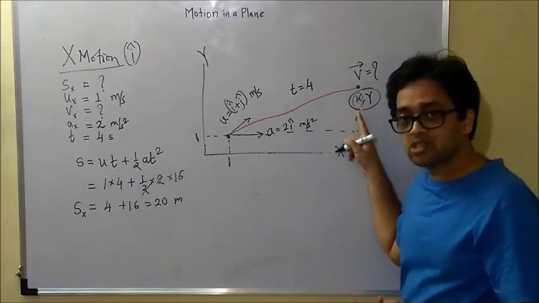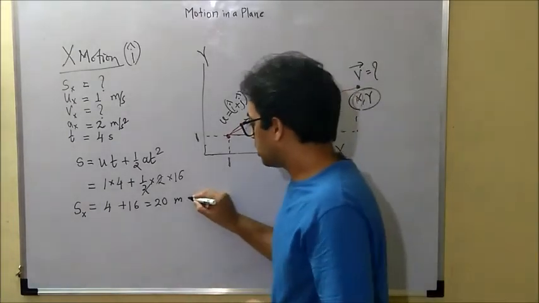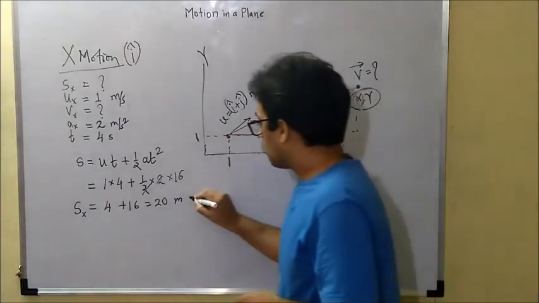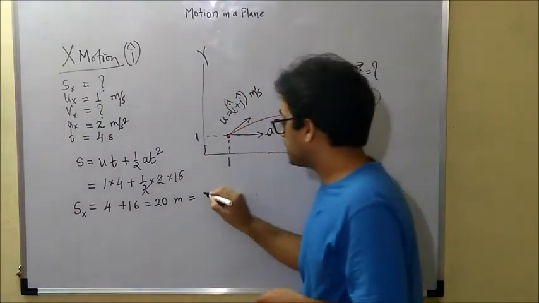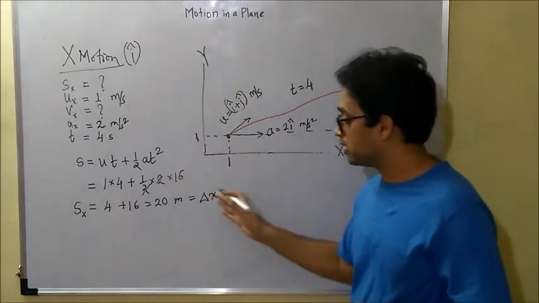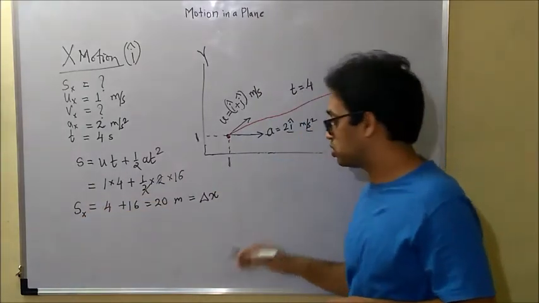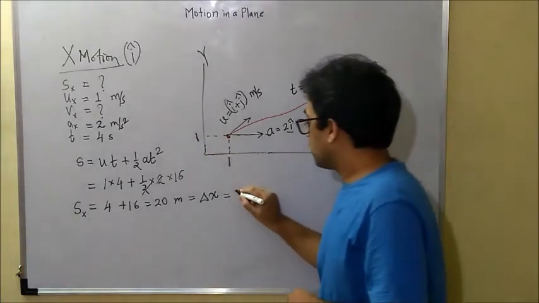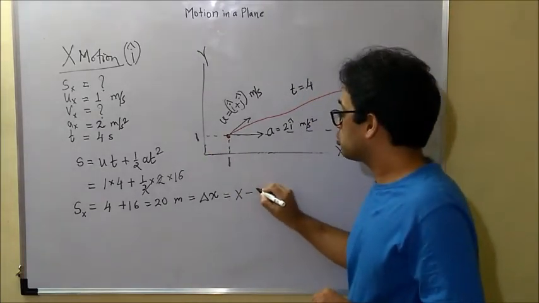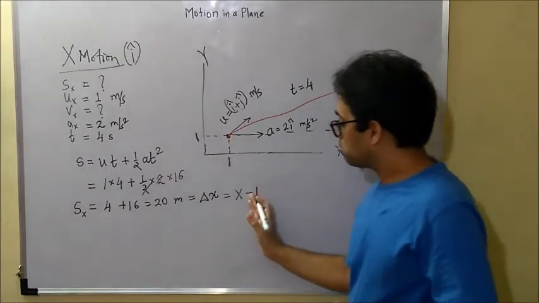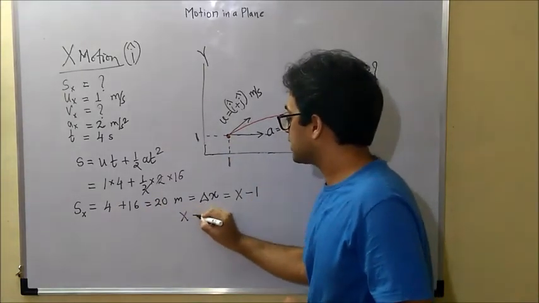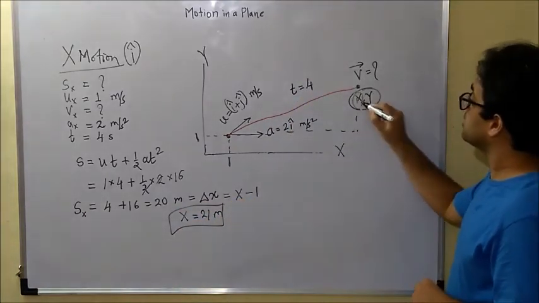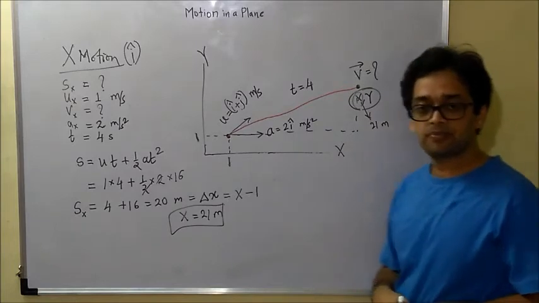If you do not understand it this way, let me put it in the form of equation. What is 20 meter? It is my displacement in the x direction. What is displacement defined as? It is defined as change in the x position because that is x displacement. What is the change in the x position? It is final position minus initial. What is final position? x unknown. What is initial position? 1 meter. Now just put this 1 on the other side. What will you get? x as 21 meter, right? So this x coordinate I have got as 21 meter, right?